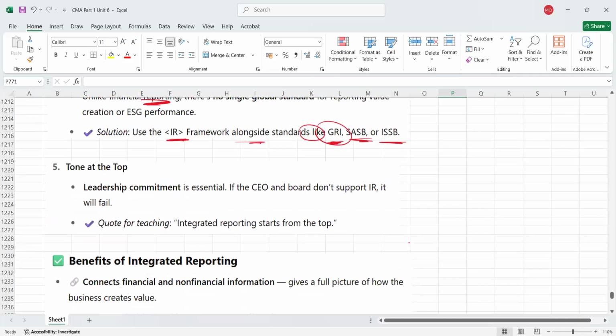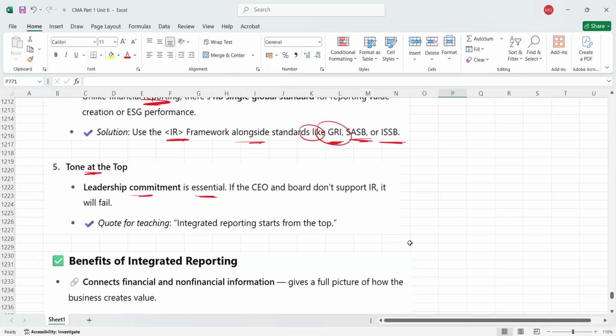Then the fifth challenge is what? Tone at the top. Here, leadership commitment is essential, definitely. Tone at the top means the attitude of the top management. Definitely, they should take it very seriously. Because nowadays you can see ESG is in the market. Companies are mostly trying to report on ESG.